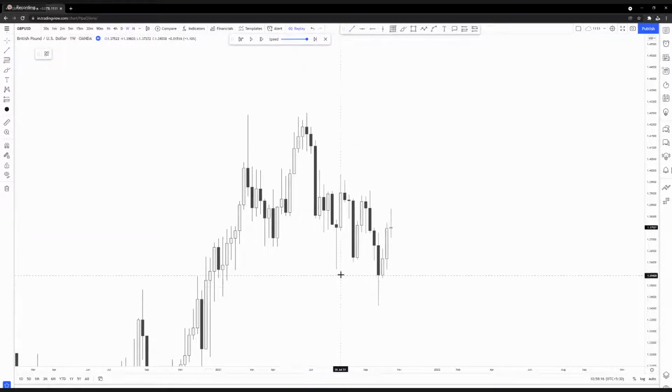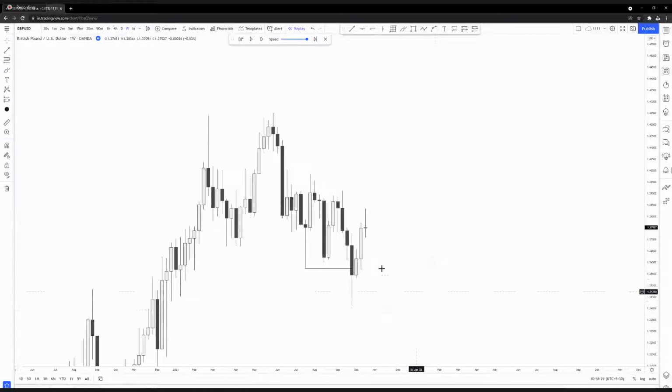So on the weekly, my major break of structure is still a bearish one, right? See that? It is still a bearish break of structure. So which means the weekly is still bearish, right? Simple. The weekly is still bearish because the major break of structure was a bearish one.